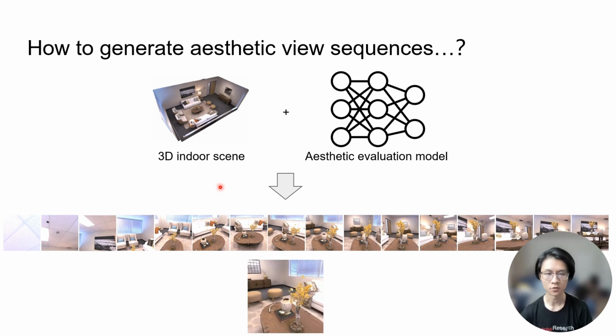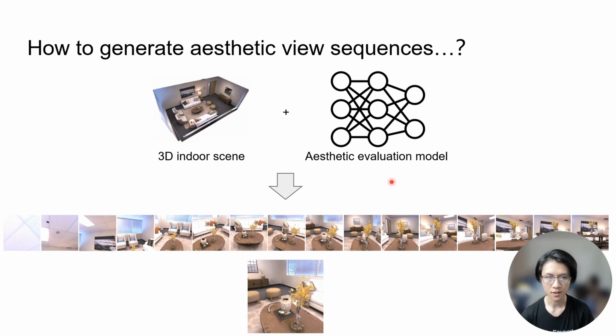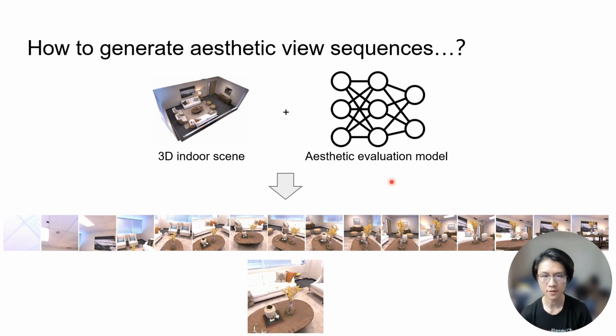Given a 3D indoor scene and a neural network that evaluates aesthetics of an image, how can one generate aesthetically pleasing view sequences? We introduce GAIT, which is a framework to use deep reinforcement learning to generate aesthetic, smooth view sequences in 3D indoor scenes.